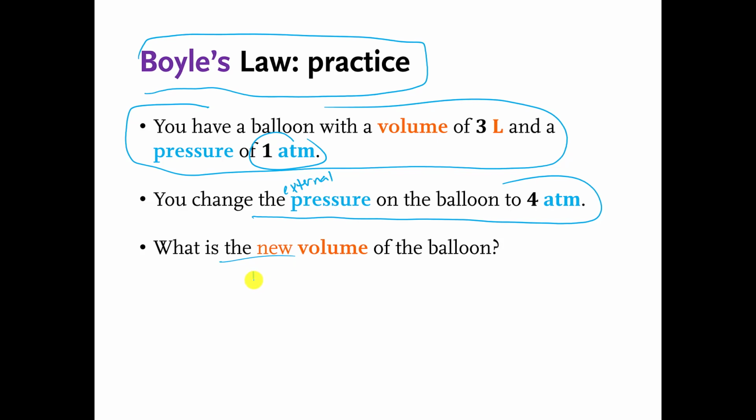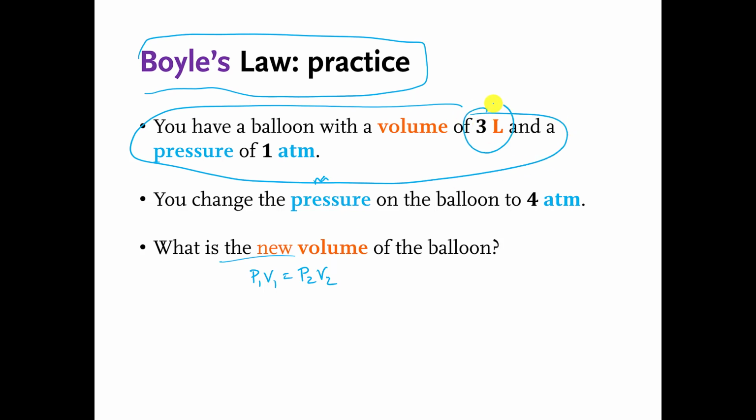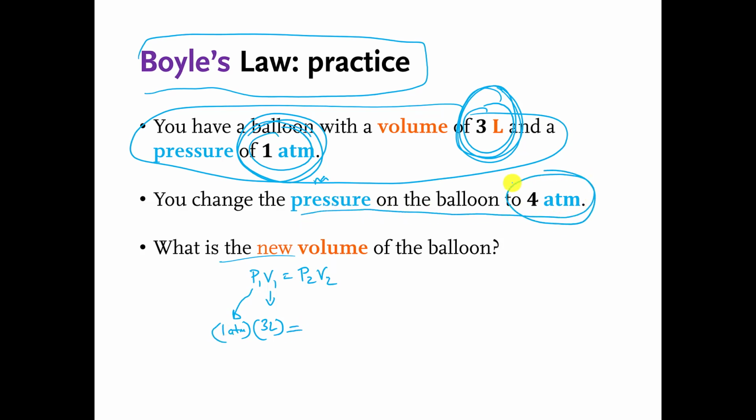We're going to need Boyle's law, which is pressure 1 times volume 1 is equal to pressure 2 times volume 2. And all we do in these types of problems is we go through the question, find the different numbers and put them where they need to go. So 3 liters is a volume, and that's the volume at the beginning, so it's going to go there. 1 atm is a pressure at the beginning, so it's going to go where P1 should go. So 1 atm of pressure is equal to, you change the pressure of the balloon to 4 atm, so that's the new pressure. And the question is, what's the new volume?